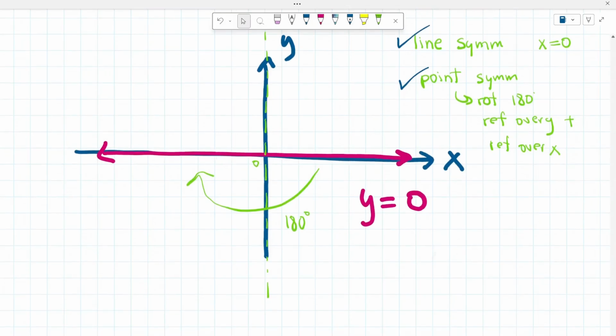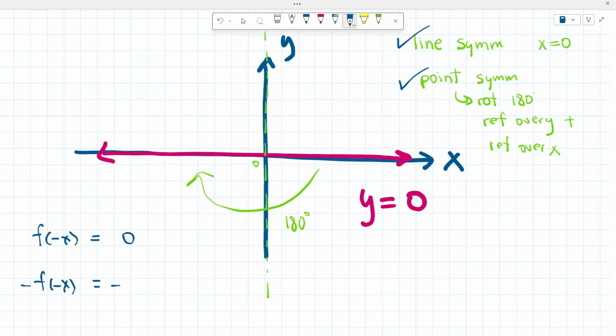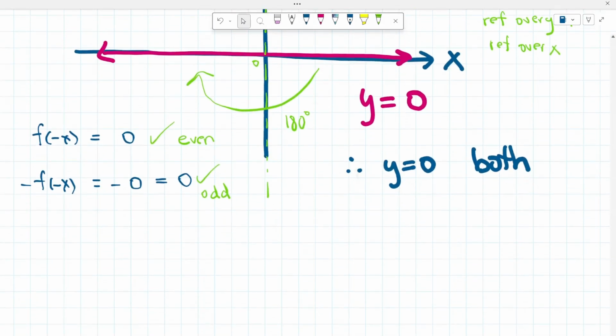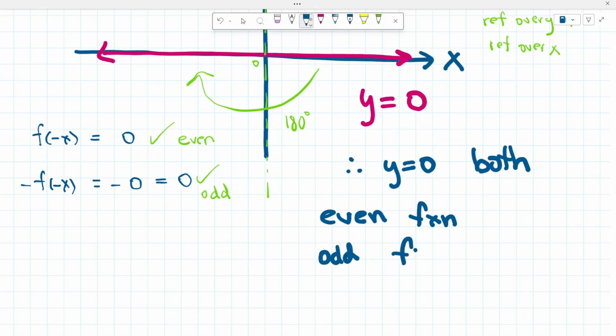And if we were to try to prove this algebraically, f of negative x, we still get 0 because there are no x values here. And what about negative f of negative x? We get negative 0, which equals 0. So we can see that both the conditions for even functions and for odd functions are met. Therefore, y equals 0 is both an even function and an odd function. So if you ever encounter this in trivia, you'll be ready to go.